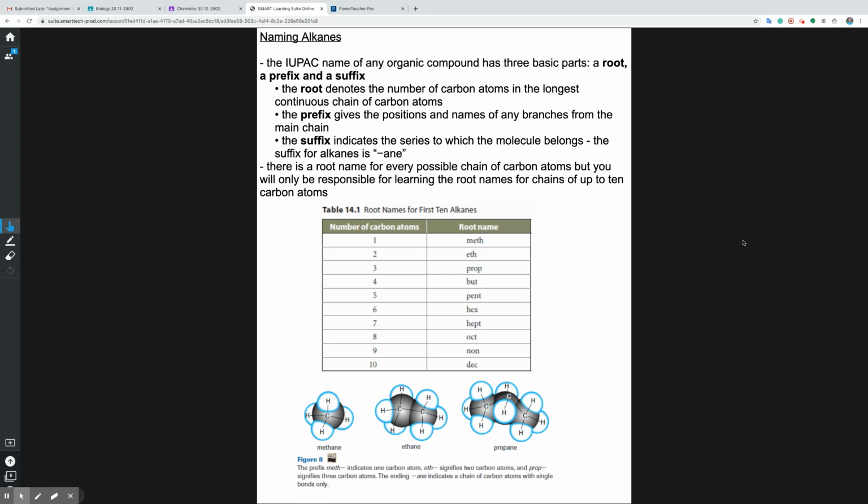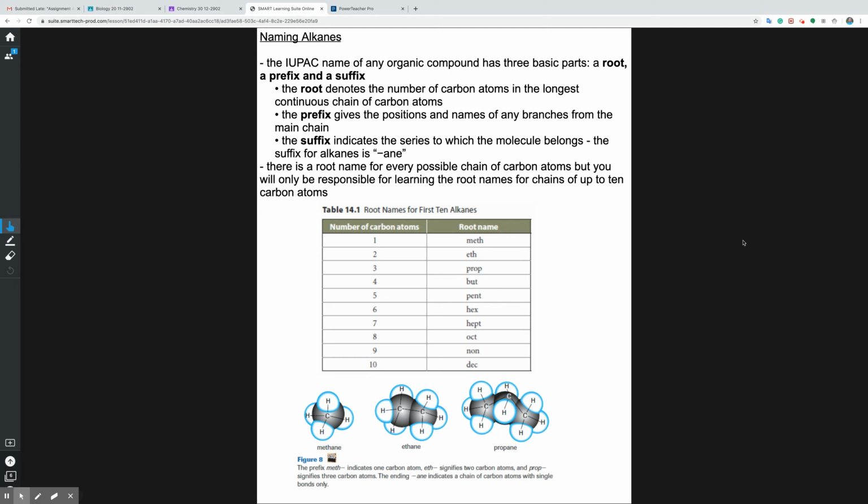Okay, so naming alkanes. IUPAC stands for International Union of Pure and Applied Chemistry. They're the overall people that come up with these names. So when we're teaching you these names, they're the ones that came up with the system. These are the names you have to learn, or how to name. And if you learn naming alkanes, it'll help you name everything we move on to.